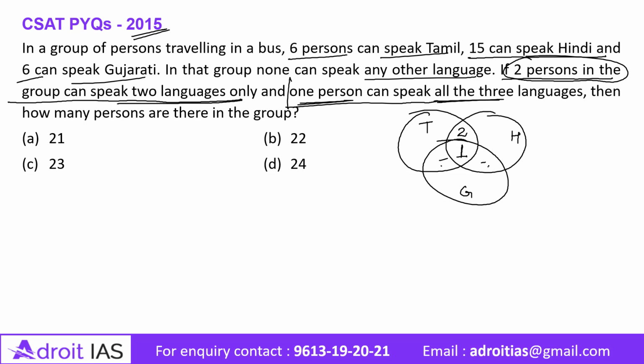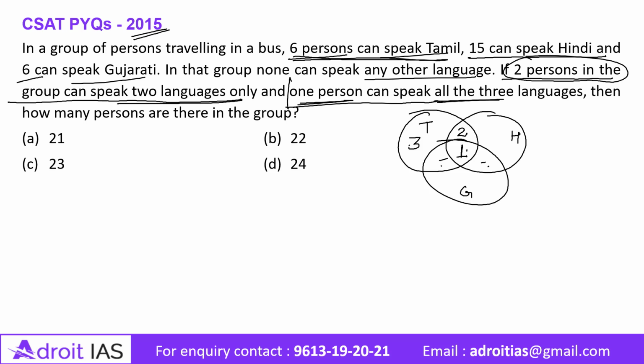Now just please try to fill the given data. The question is saying in a group of persons traveling in a bus, 6 persons can speak Tamil. 6 can speak Tamil. Okay. So total in Tamil 6 will be there. So 2 plus 1, 3 is already here. So now 3 is left.